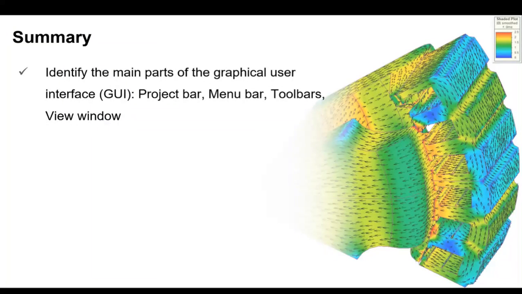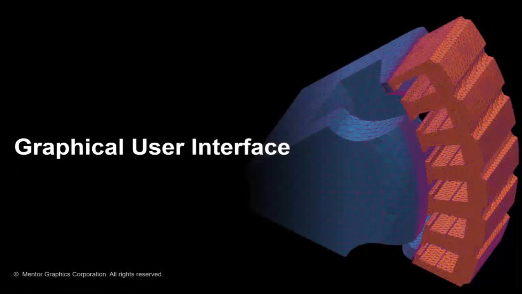So in summary, you've learned how to identify the main parts of the graphical user interface, and you've seen how to modify parts of the user interface. This concludes graphical user interface.